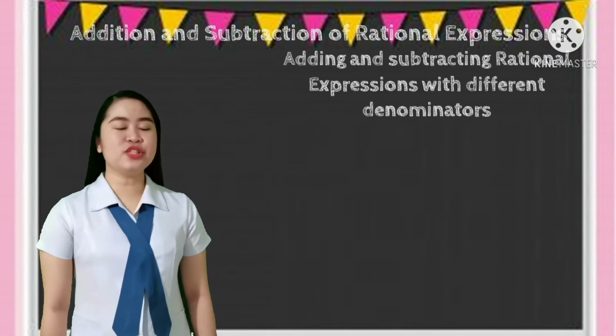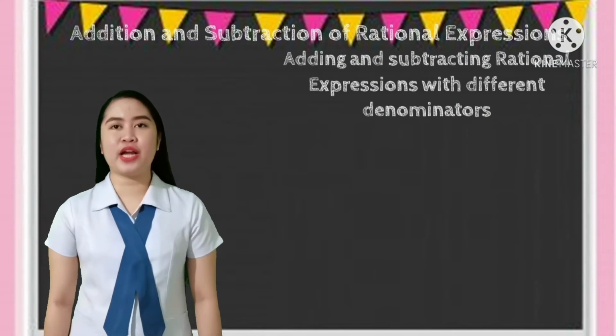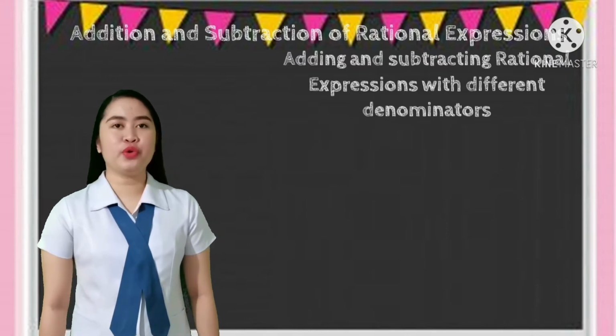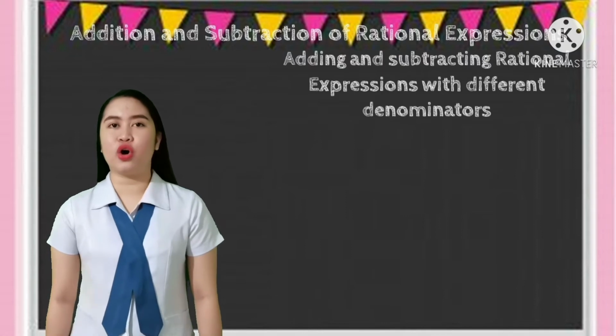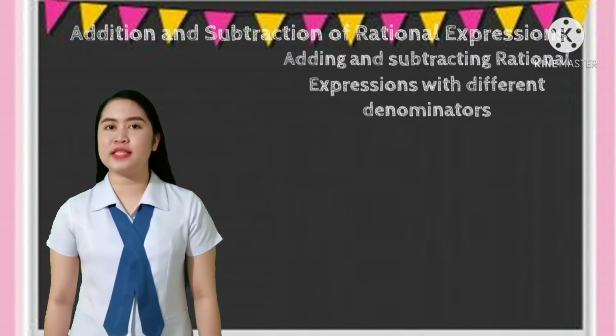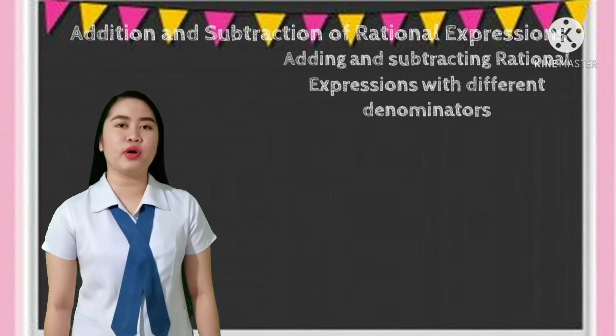1. Adding and subtracting rational expressions with different denominators. Before two fractions with different denominators can be added or subtracted, each fraction must be expressed in terms of the least common denominator, or LCD.